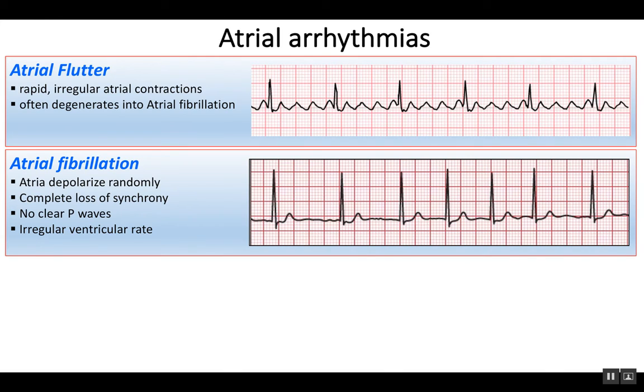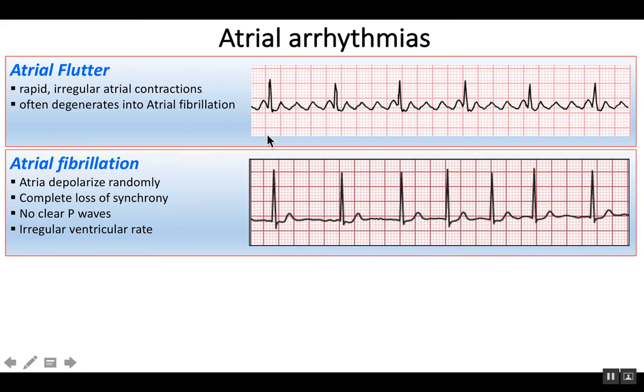Atrial fibrillation is the lack of P waves. So the atria are no longer being depolarized, and they lose their ability to contract. Sounds very severe. In the world of arrhythmias, it's not the most severe arrhythmia. There's many people that develop atrial fibrillation. And the reason why it's not as severe is you still are getting ventricular contractions, which is the most important part of the heart, the pumping chambers, the ventricles.